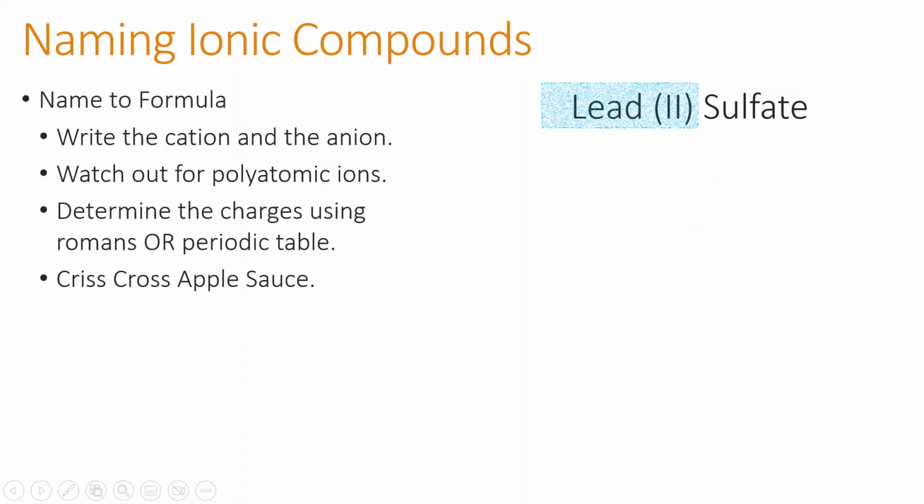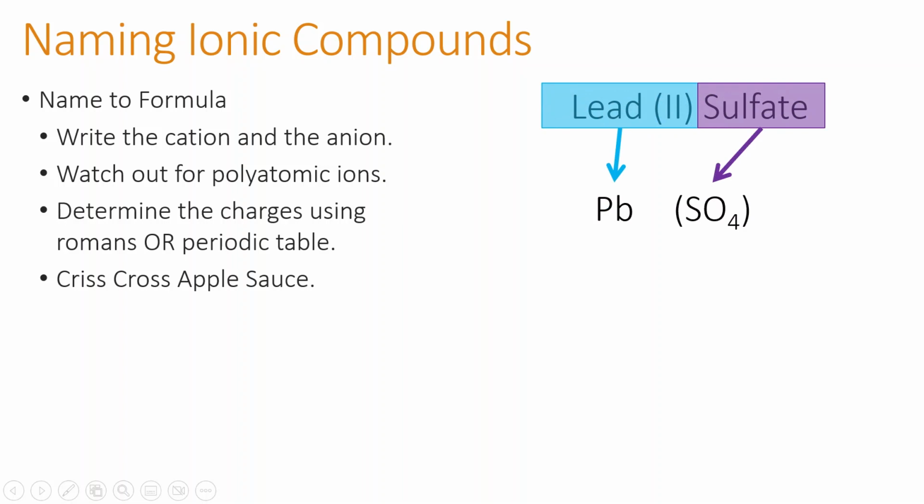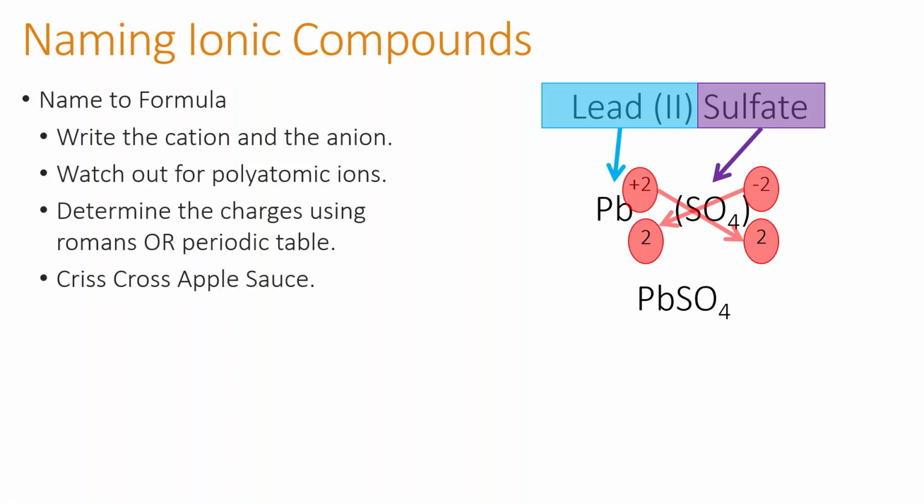So lead(II) sulfate. Lead is Pb, and sulfate, ending with ate, is a polyatomic ion. This particular lead has a charge of +2. Sulfate has a charge of -2. If I crisscross these charges, I end up with 2 and 2. Anytime you have a situation like that, you want to simplify. So those 2's would simplify to 1's. That makes sense because you need 1 lead, that's a +2 charge, for each sulfate, which is a -2 charge.